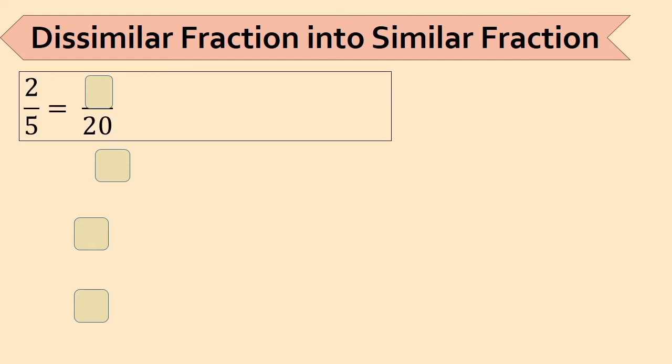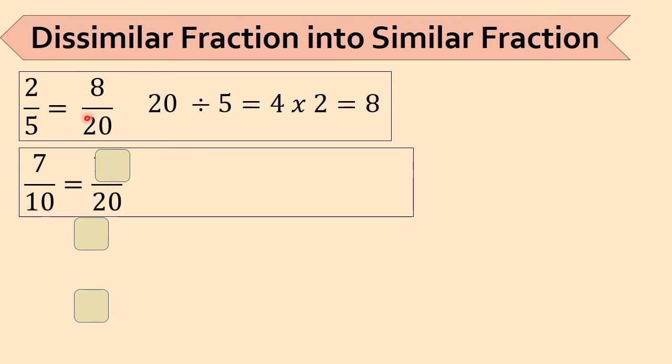Our first fraction is 2/5. We have the new denominator 20. So we are going to divide 20 by 5. Therefore, our answer is 4. And then we multiply 4 by 2, which is our old numerator. So 4 times 2 equals 8. 8 is now our new numerator. So 2/5 is equal to 8/20. This is our new fraction.